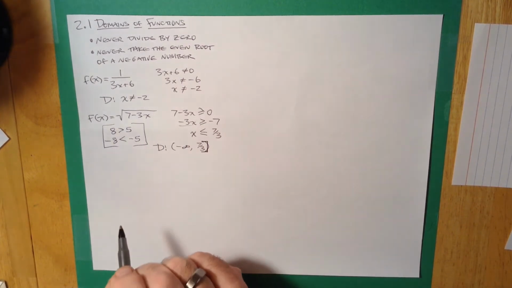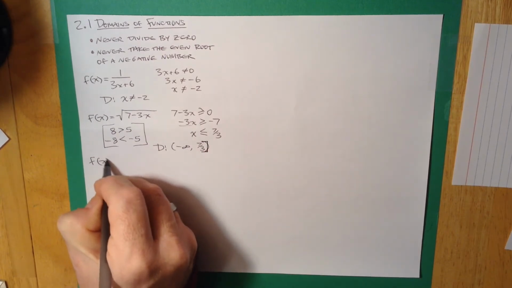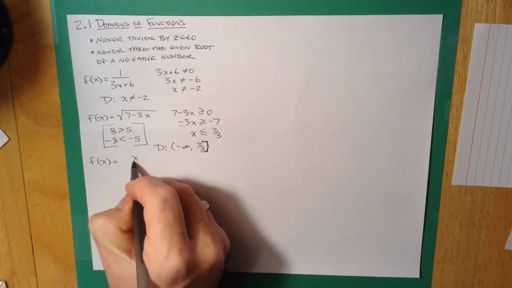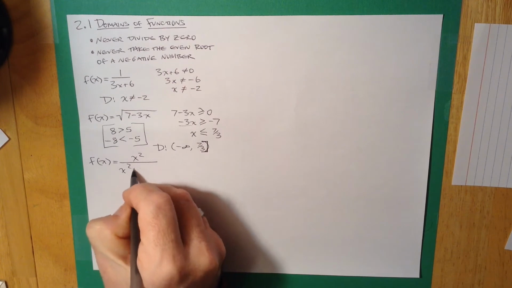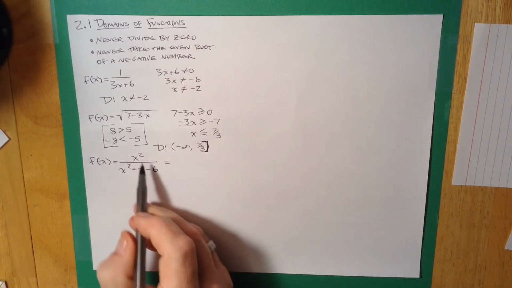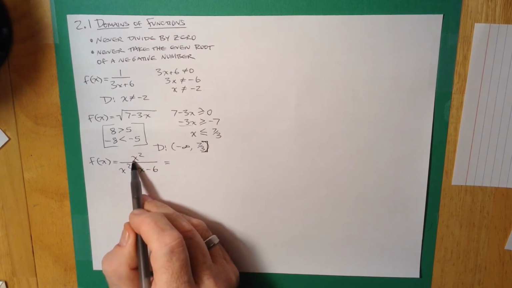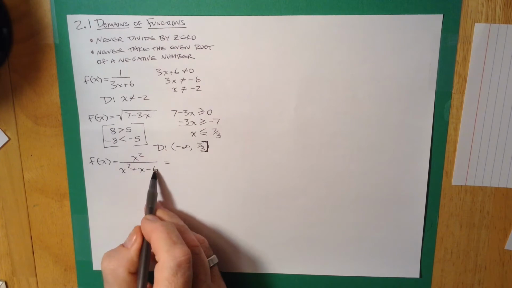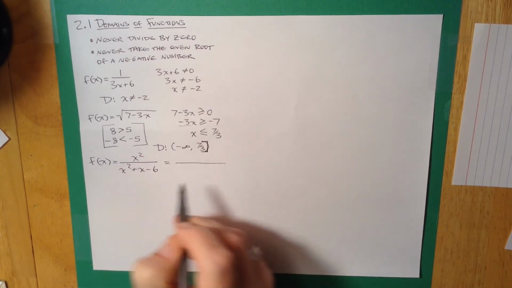Okay. Another example. Let's suppose that we have the function where the numerator is x squared and the denominator is x squared plus x minus 6. There's nothing that can go wrong up here. x can be 0. We can put a negative value in for x, square that, it's going to be positive. So once again, we're just looking at this denominator here. We've got to make sure that the denominator is never equal to 0.